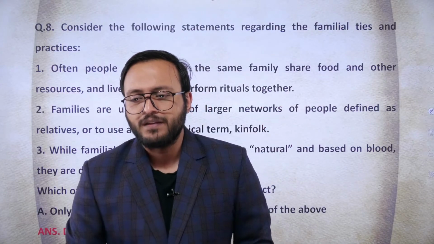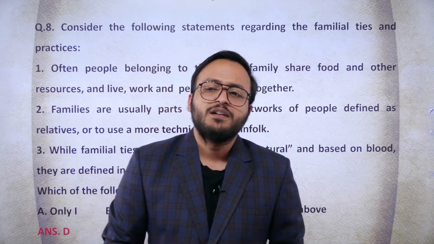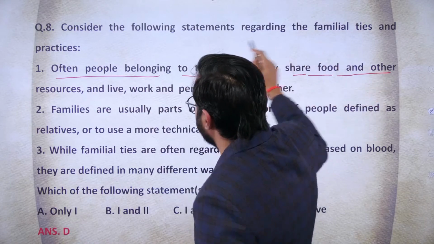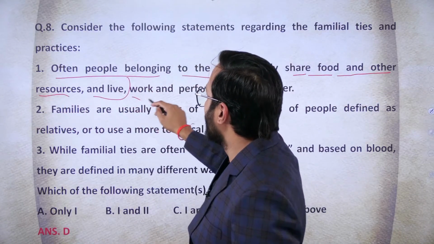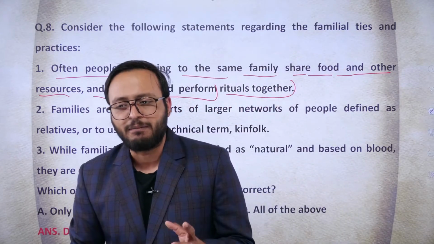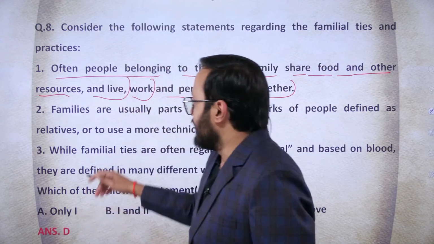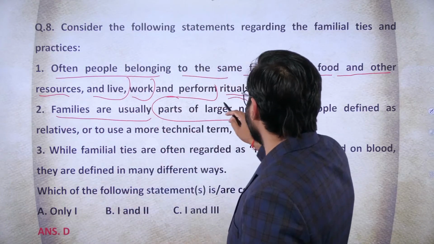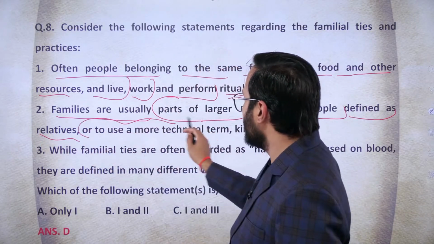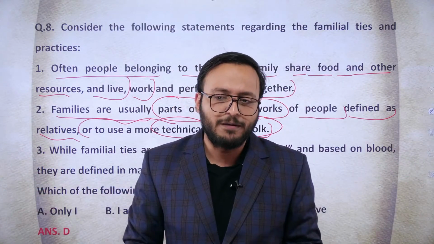Moving to the next question. Now consider the following statements regarding familial ties and practices. Often people belonging to the same family share food and other resources and live, work and perform rituals together. Then families are usually parts of larger networks of people defined as relatives, or to use a more technical term, kinfolk. Kinfolk means the extended family.